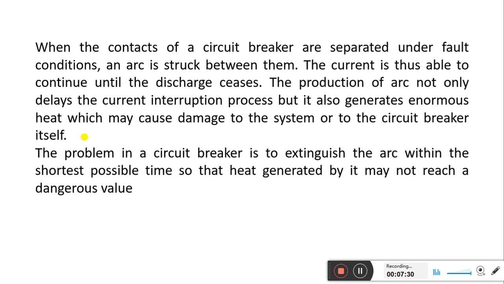So what does it mean? When circuit breaker contacts try to open, an arc develops between the contacts, and until this arc continues, the current will not be interrupted. We can say that the current flowing through the closed contacts of the circuit breaker will not get interrupted until the arc is extinguished or eliminated.